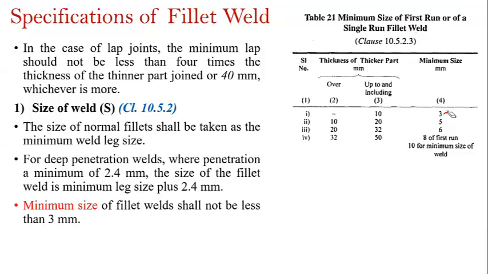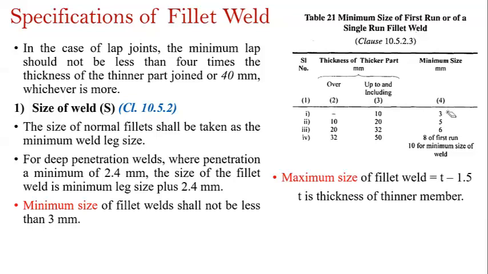Now the other criterion is the maximum size of fillet weld is taken as T minus 1.5. Remember, the maximum size of the fillet weld is taken as T minus 1.5. What is this T? It is the thickness of the thinner member. Remember, here it is the thickness of the thinner member or thinner plate, but the minimum size is classified based on the thicker member. So don't confuse between these two. The minimum size depends on the thickness of the thicker plate, whereas the maximum size depends on the thickness of the thinner plate. So the formula is T minus 1.5 mm.